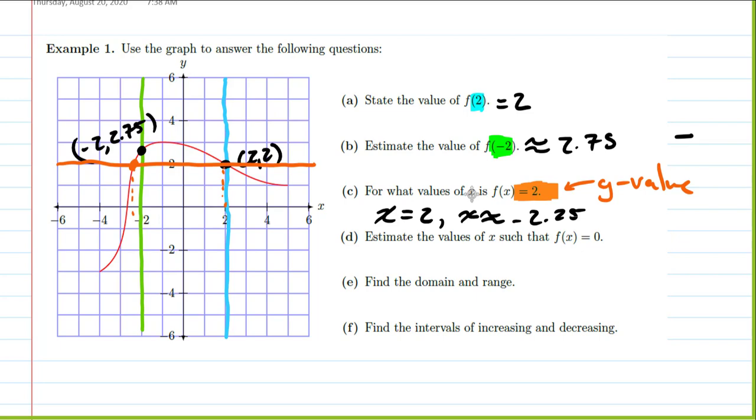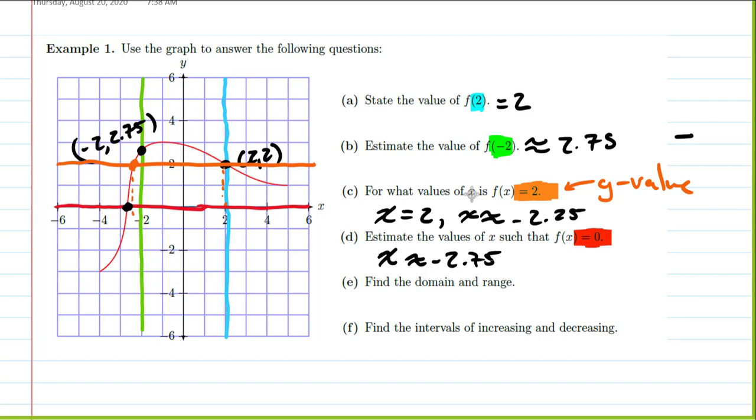We can do a similar thing for finding when f of x is equal to 0. And f of x equals 0 is the x-axis, or that is the same as when y equals 0. It's the same as the x-intercepts. And we see that this graph has exactly one x-intercept, and that happens when x is about negative 2.75.